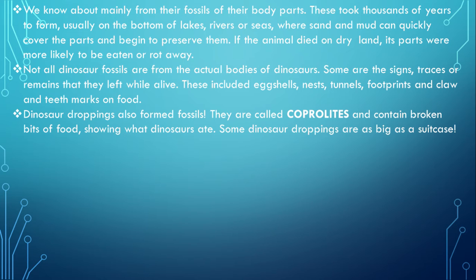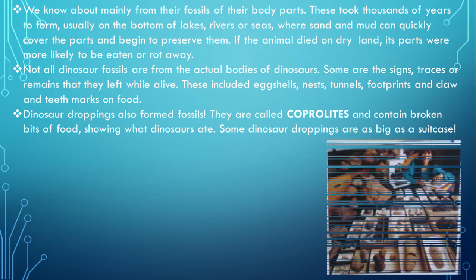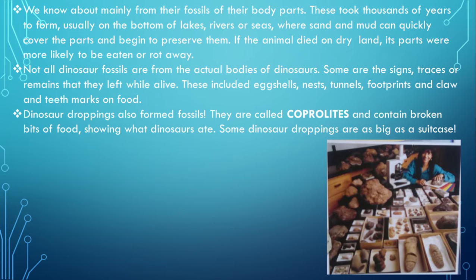Not all dinosaur fossils are from the actual bodies of dinosaurs. Some are the signs, traces, or remains that they left while alive. These also included eggshells, nests, tunnels, footprints, and claw and teeth marks on food. Dinosaur droppings also formed fossils. They are called coprolites and contain broken bits of food, showing what dinosaurs ate. Some dinosaur droppings are as big as a suitcase.